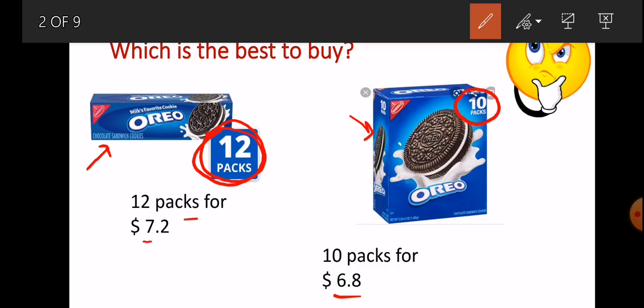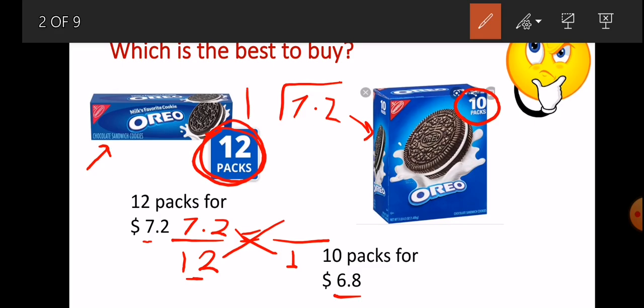It means $7.2 to 12 packs. It's equal to what? If it's 12 packs, I want to make it just one pack to know the price of it. The price of one pack will be what? How do we get it? Do you remember the cross multiplication? Yes, 1 times 7.2 divided by 12 will give me the missing number, which is the cost of one only. So I will divide 7.2 by 12. Let's make the division together.